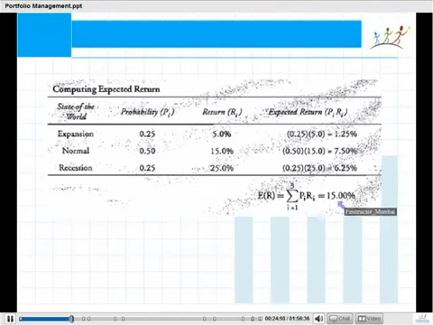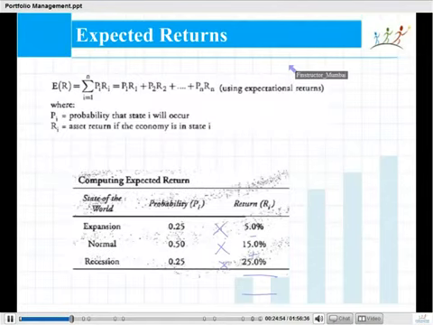Once you have computed the expected return, can you compute the standard deviation as well? Standard deviation is the square root of the variance. Variance is the average of the square of the deviations. So what is the deviation of the first asset from the mean? It is 5 minus 15, which is minus 10.